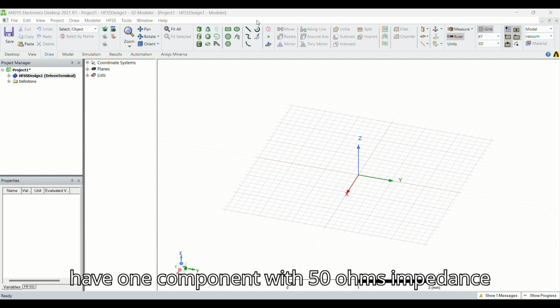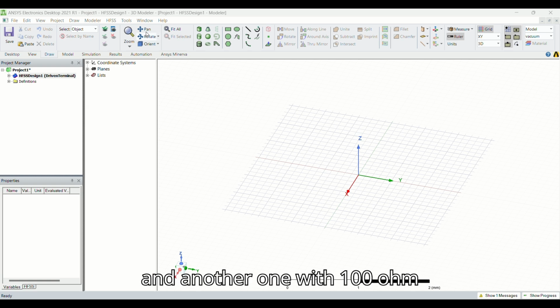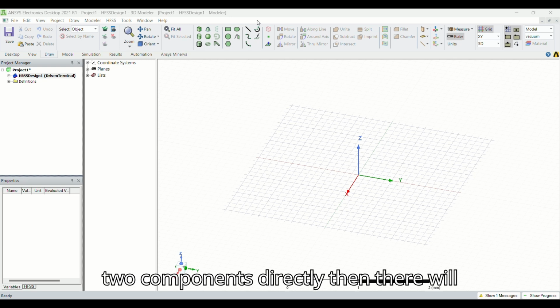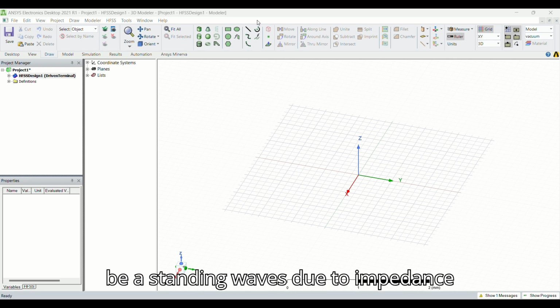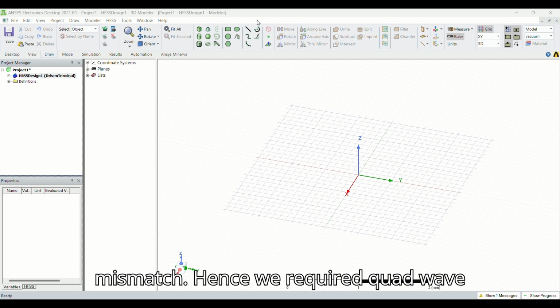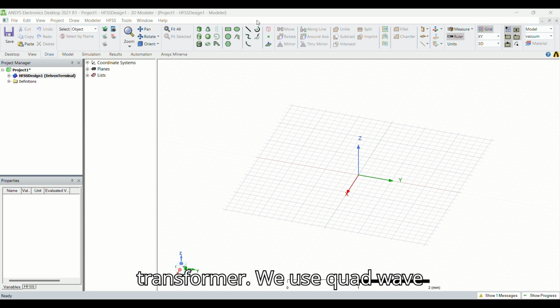Suppose we have one component with 50 ohms impedance and another one with 100 ohm impedance. If we connect these two components directly, then there will be standing waves due to impedance mismatch. Hence we require a quarter wave transformer.